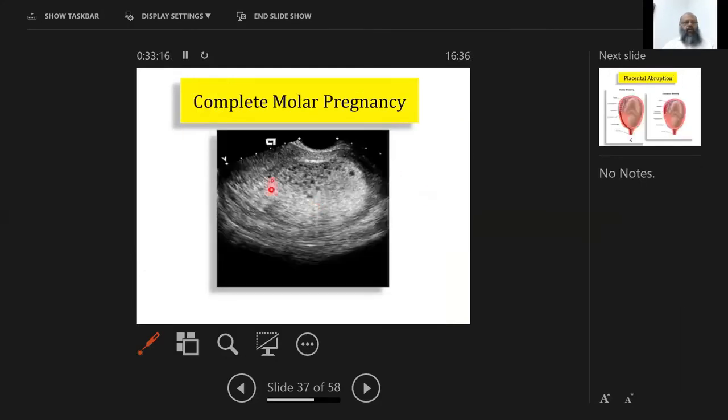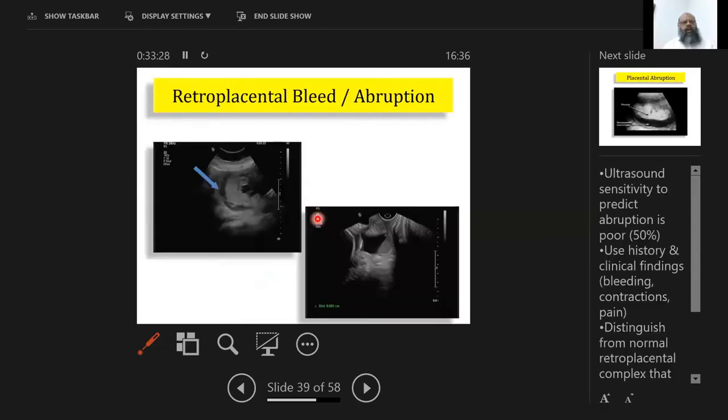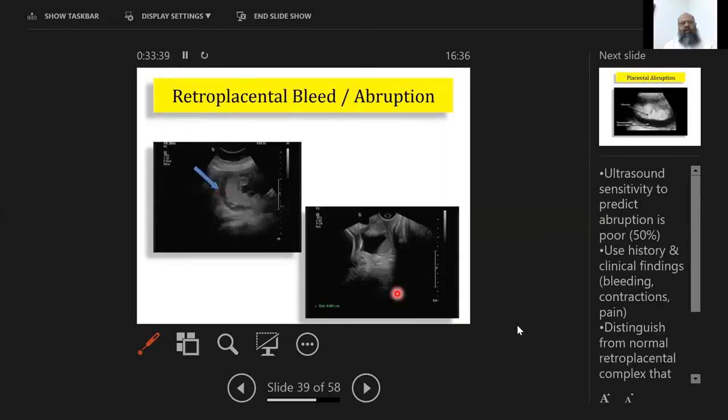We can have complete molar pregnancy. So it is not a placenta, it is a mole, which is a hydatidiform mole. Then there is the placental abruption. Retroplacental bleeds are important. This is the placenta, and behind it, between the myometrium and placenta, there is the bleed. And we can predict about 50% of abruptions, especially when they are very small. It is usually difficult to find, but we can find about 50%. It also depends on our expertise and the machine we are using.